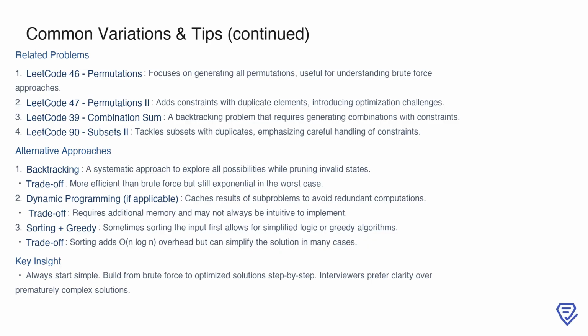As for alternative approaches, backtracking is often a useful method for systematically exploring all possibilities while pruning invalid states. Though more efficient than brute force, it still has exponential time complexity in the worst case. Dynamic programming, when applicable, can help avoid redundant computations by caching results, though it often requires extra memory and might not be immediately intuitive. Sorting combined with greedy algorithms is another strategy to consider. Sorting can simplify logic or enable greedy solutions, though it comes with an n log n overhead.